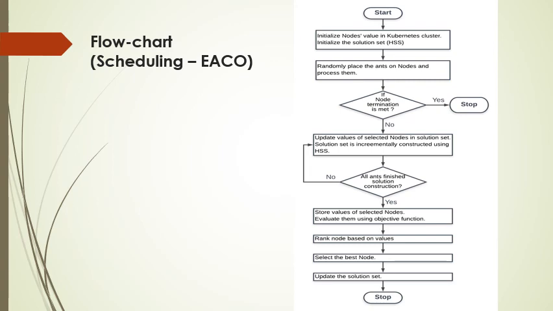Now, let us see how the scheduling will work in Kubernetes using efficient ant colony optimization algorithm with the help of the flowchart. First, values of all the nodes will be initialized. Also, the solution set will be initialized. Then, the ants will randomly be placed on nodes and processed. If the termination criteria is met, the processing would stop. Else, it will start updating the solution set with the values of selected nodes. The solution set will then be constructed incrementally using the HSS technique. This will continue until all the ants have been processed.